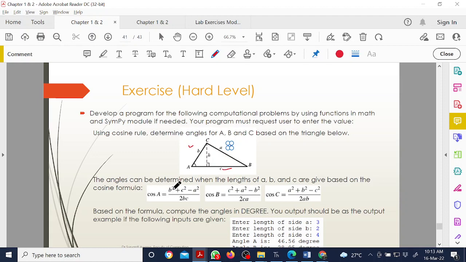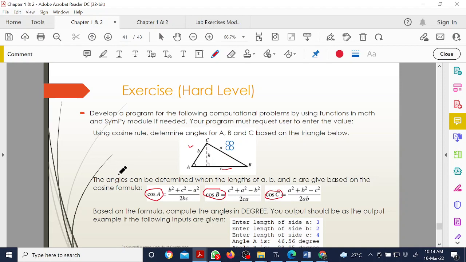Cos A equals B power of 2 plus C power of 2 minus A power of 2, over 2 times B times C. Cos B equals C power of 2 plus A power of 2 minus B power of 2, over 2 times C times A. Cos C equals A power of 2 plus B power of 2 minus C power of 2, over 2 times A times B. We know that this is cos. We will find cos A, cos B, cos C.